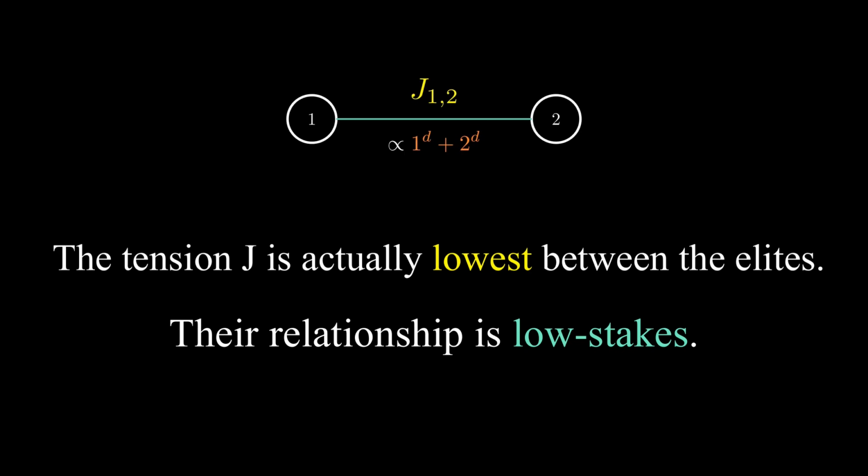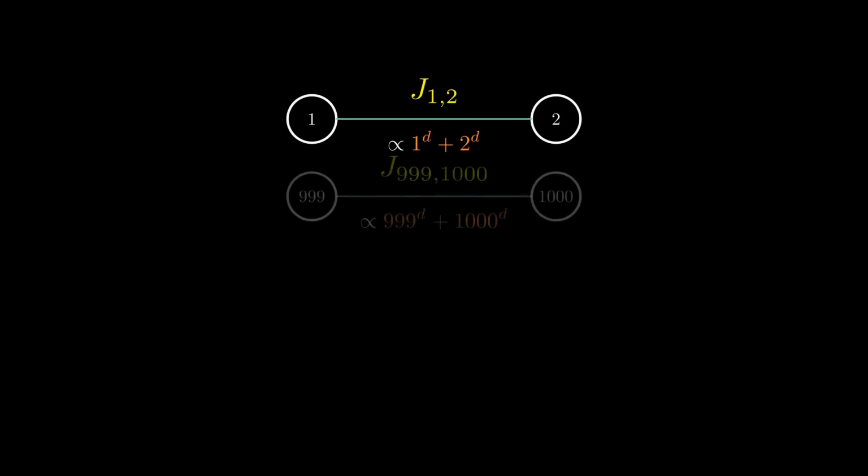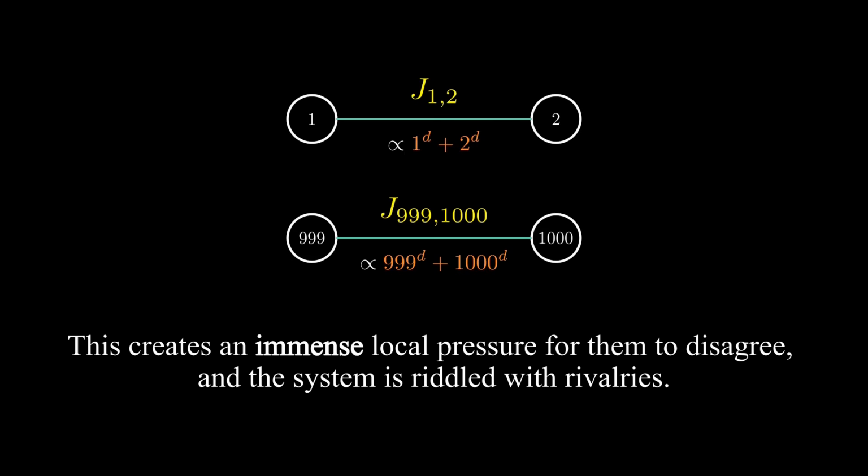But this apparent friendliness has little to do with emotion. For the powerful, cooperation isn't about friendship. It's just good business. And it's a business that follows the oldest rule of the book. Power protects power. But for the people at the bottom, the situation is the opposite. The tension J is highest between them. Their relationships are high stakes and competitive. This creates an immense local pressure for them to disagree. And the system is riddled with rivalries, where every individual link wants to resolve into opposition.